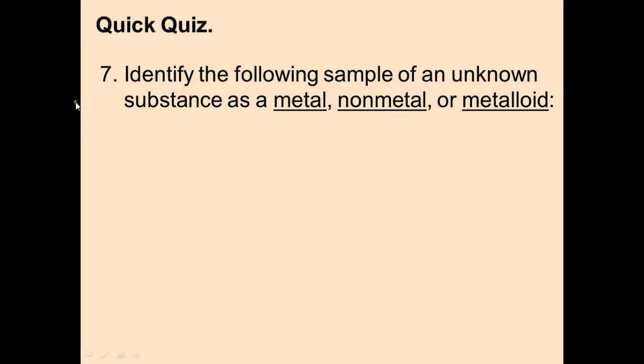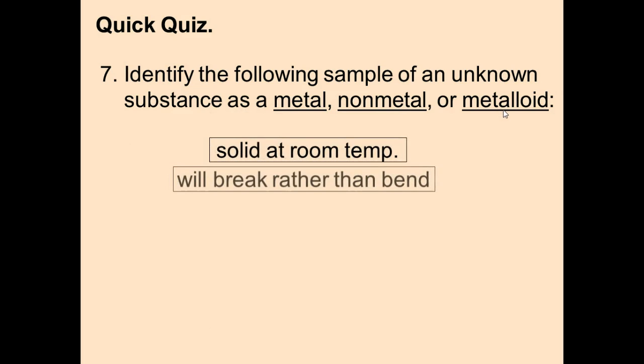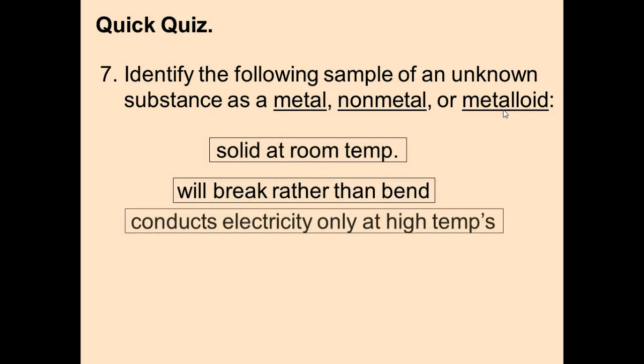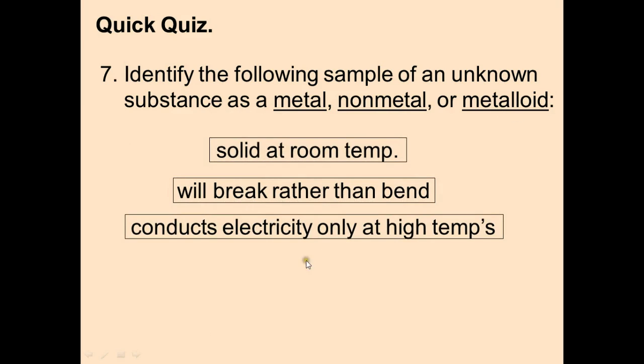And here is our last question. Identify the following sample of an unknown substance as a metal, non-metal, or metalloid. It's solid at room temperature. It will break rather than bend, and conducts electricity only at high temperatures. If it's solid at room temperature, you can sort of eliminate non-metal because most non-metals are gases at room temperature. It would rather break than bend, so it's not a metal.